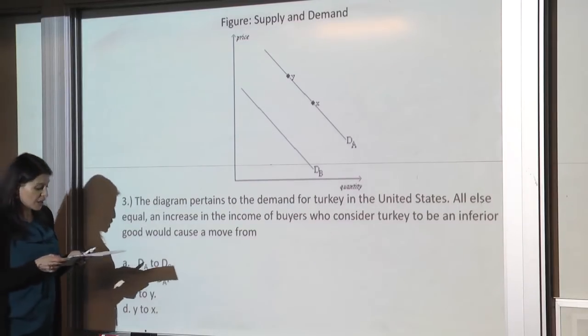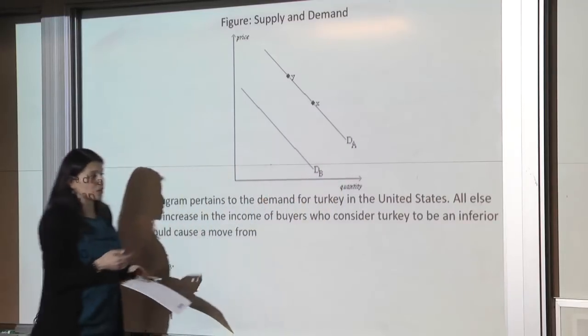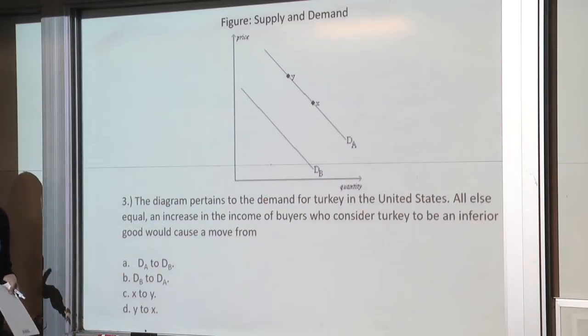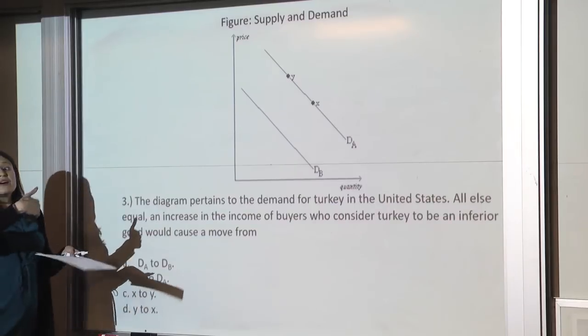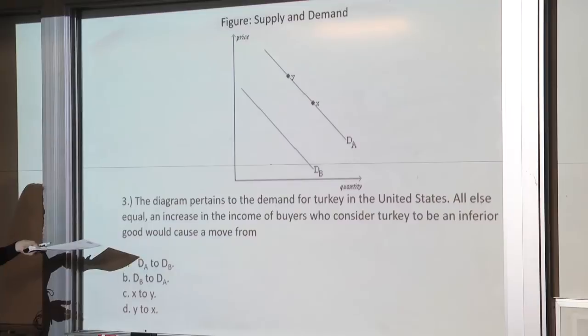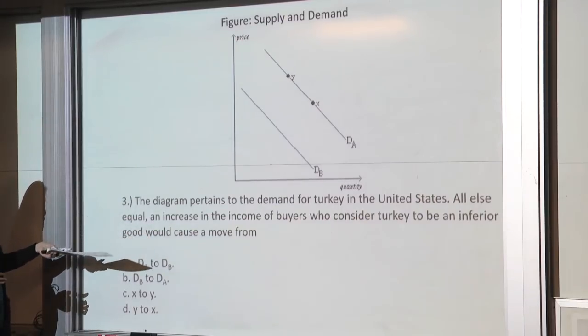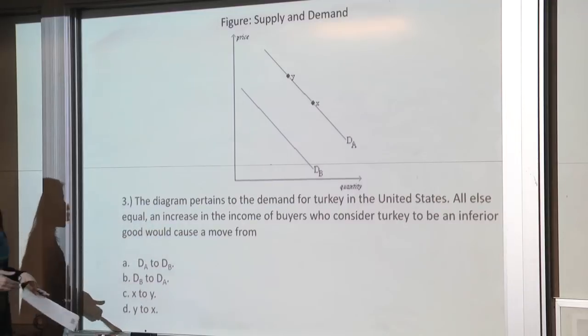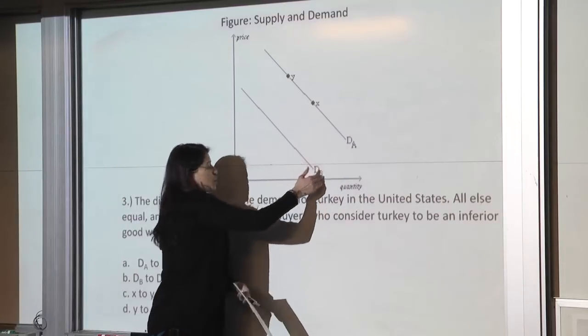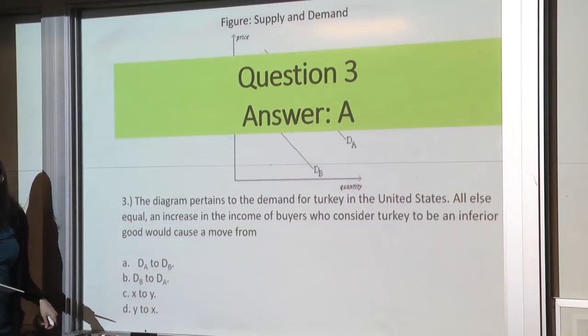So what we have here is that the demand moves from DA to DB, because an inferior good is a good that you don't want to consume when your income increases. So they are saying that the income of these buyers who consider turkey an inferior good will go up, so you will move from here to here. The answer is A. Okay? Clear?